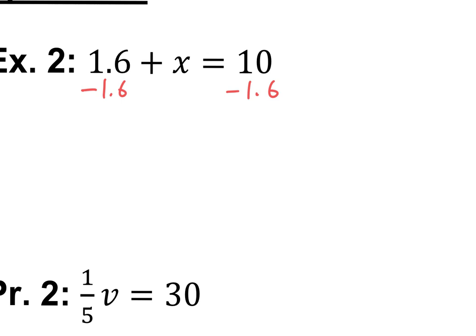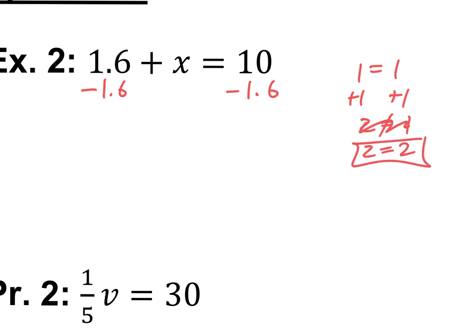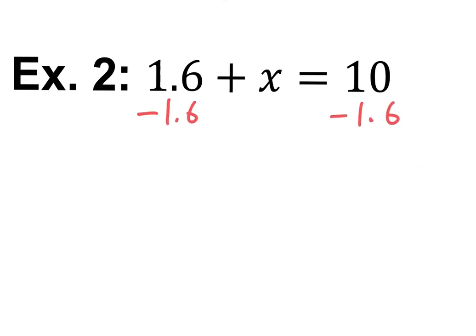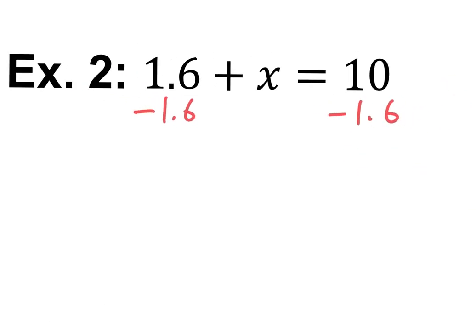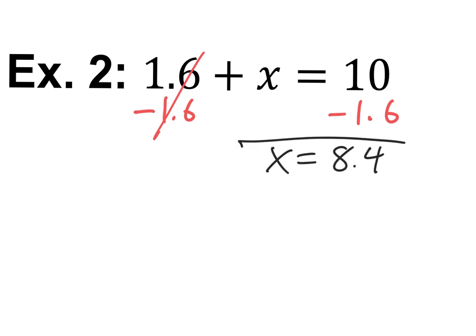Like, imagine if I started with the equation 1 equals 1, and I added 1 to it, I'd get 2 over here. And if I didn't add to the other side, I have 2 equals 1, and that's no longer true. So that's why we have to add it to both sides, and then we still have a true equation. Okay. Whatever you do to one side, you have to do the equal operation to the other side. So these cancel each other out, and I'm left with x equals 10 minus 1.6, which is 8.4.